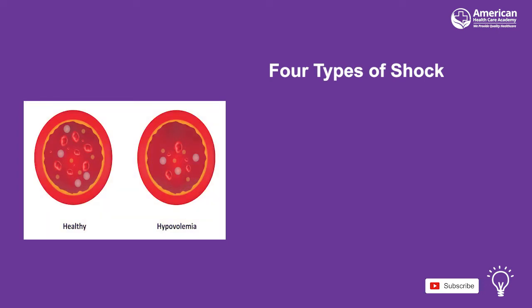There are 4 types of shock that occur in children, which we will look at more in depth. And these are hypovolemic shock, distributive shock, cardiogenic shock, and obstructive shock.